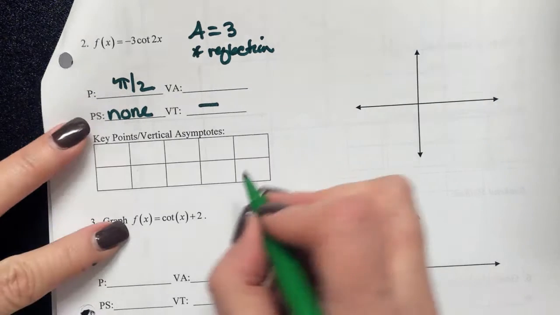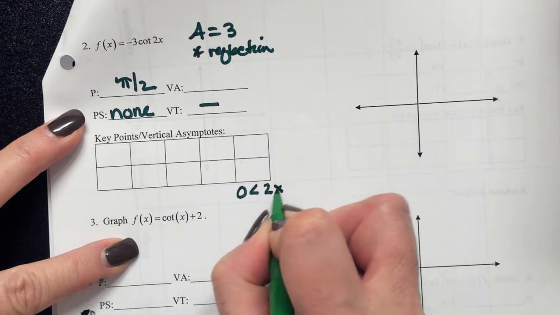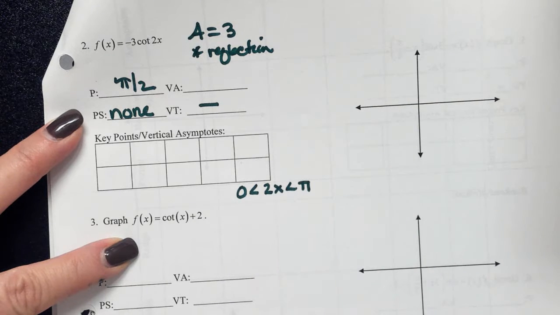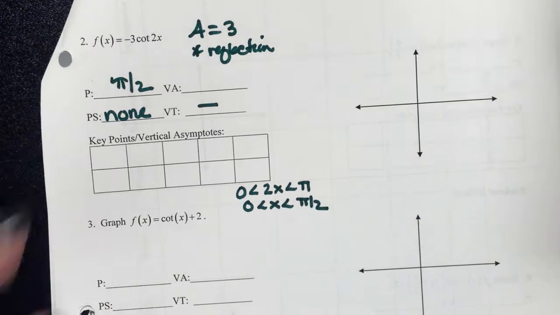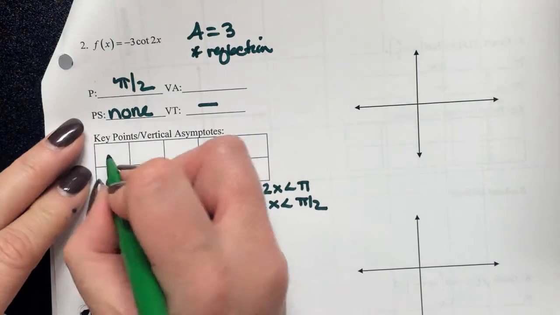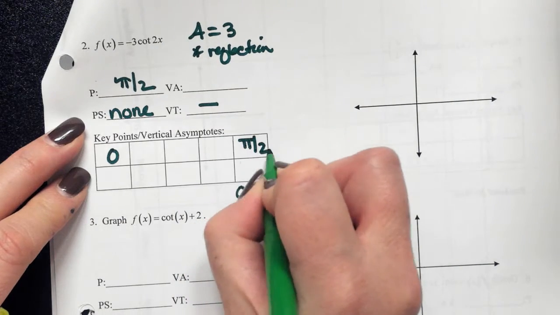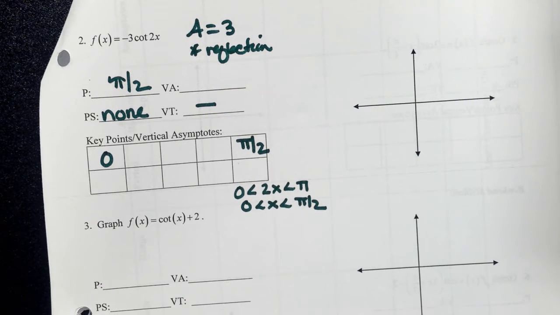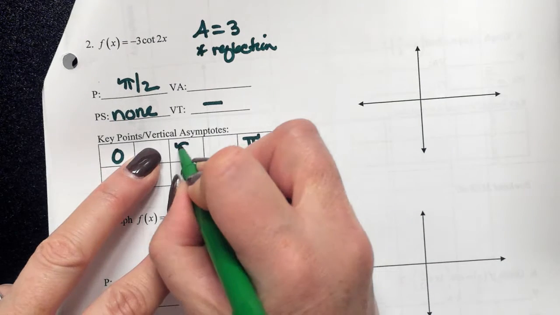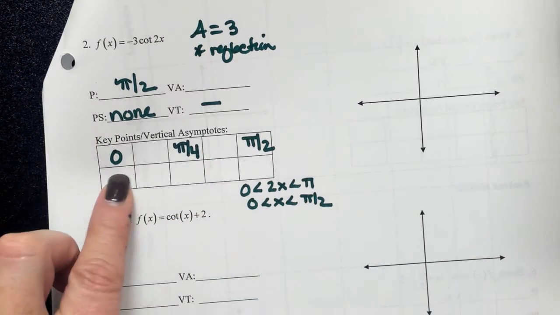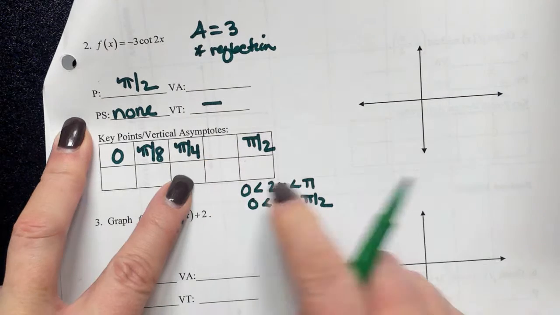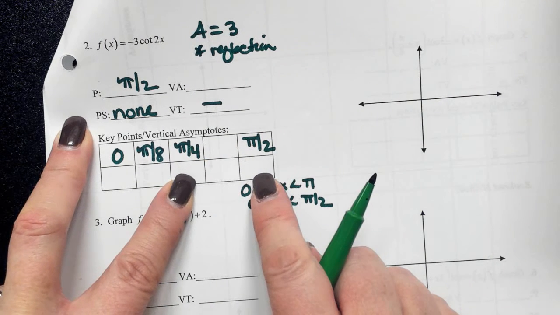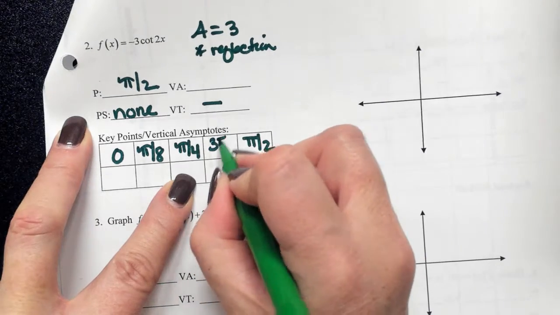So again, if you want to set up your bookend method, you can. 0 less than 2x less than pi. Divide by 2. 0 less than x less than pi over 2. So I know this is going to start at 0, end at pi over 2. So what's the midpoint between 0 and pi over 2? Pi over 4. What's the midpoint between 0 and pi over 4? Pi over 8. And then the midpoint between pi over 4 and pi over 2? 3 pi over 8.